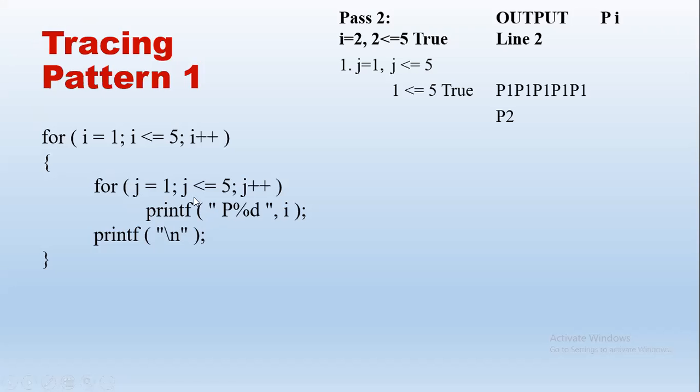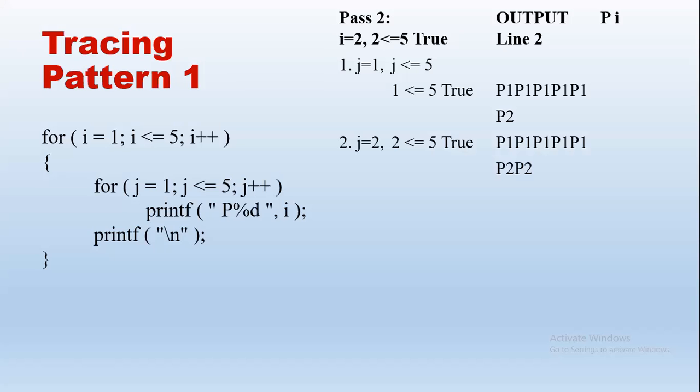Okay, 1 less than 5, yes, true. What is the value of I now? I is in the second pass, so the I value is 2. So we need to print Pi. The cursor is in the second line. We have to print P. The I value is 2, so it will print P2 once in the first step, right? So in line 2 we got the first value of line 2.